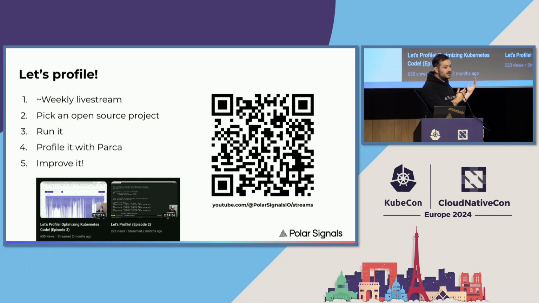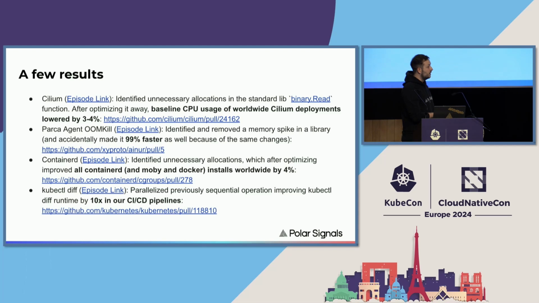from these projects to analyze, to improve, and then ultimately, hopefully, to merge those pull requests and make all infrastructure in the world use less CPU. So we've had a bunch of really awesome successes with this. We reduced the baseline of all Cilium installs worldwide by 4%. We've made some of the software we write 99% faster. We made Containerd installs worldwide use 4% less resources. We made kubectl diff 10 times faster. So a bunch of really cool wins that we've already gotten just in a couple of episodes.